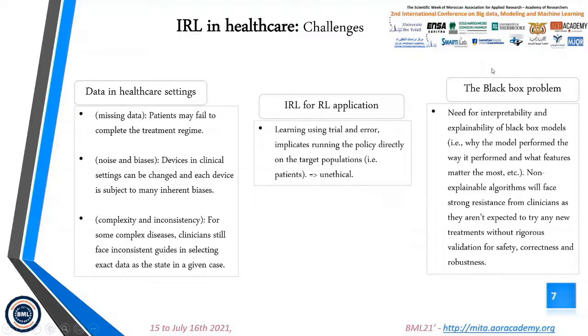And the third category of challenges is known as the black box problem, which is the need for interpretability and explainability of these black box models, the reinforcement learning or inverse reinforcement learning models. That is, why the model performed the way it performed and what features matter the most, etc. Non-explainable algorithms will face strong resistance from clinicians as they aren't expected to try any new treatments without rigorous validation for safety, correctness, and robustness.